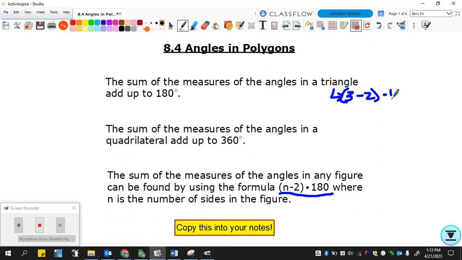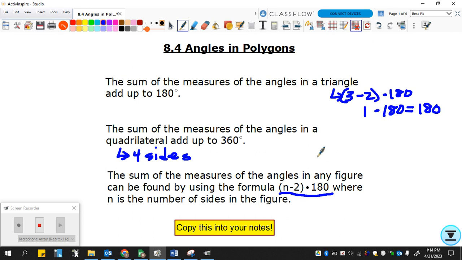Okay, so that's how we find out the 180. And for a quadrilateral, it has 4 sides, okay? And 4 minus 2 is 2, and 2 times 180 is 360. So we'll do some examples of that, or do one example.